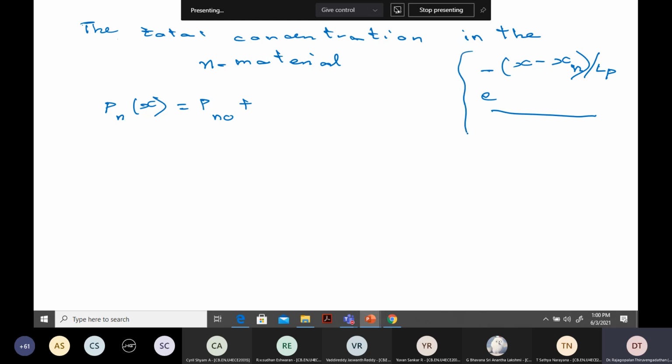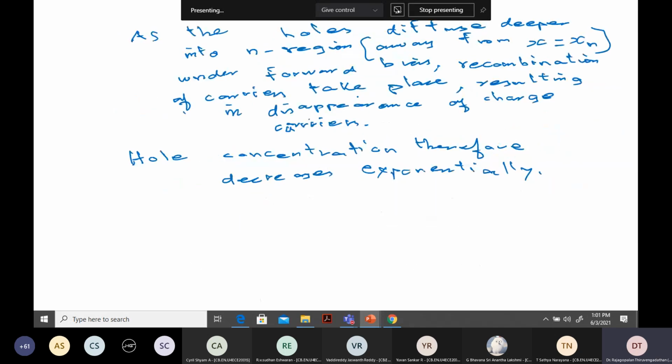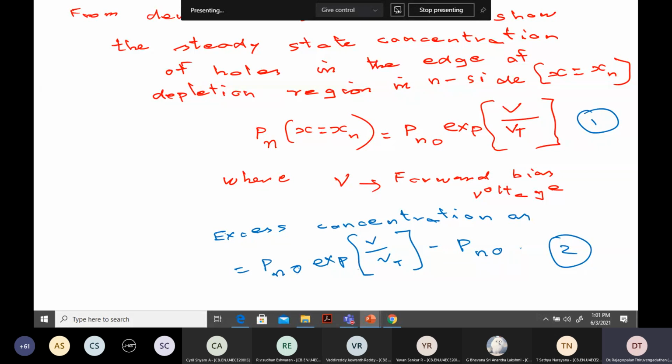But from where is it decreasing? It is decreasing from the excess carrier concentration of holes, the excess hole concentration. So we are only looking at the n region, and I am only writing the expressions for the n region, so please try to understand that. What is the excess hole concentration? We already saw that expression over here.